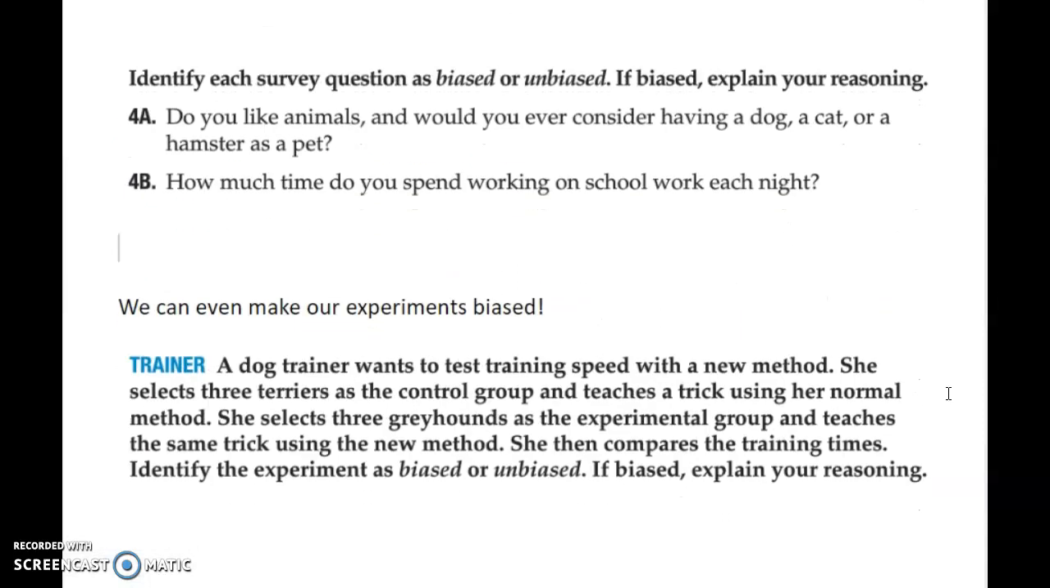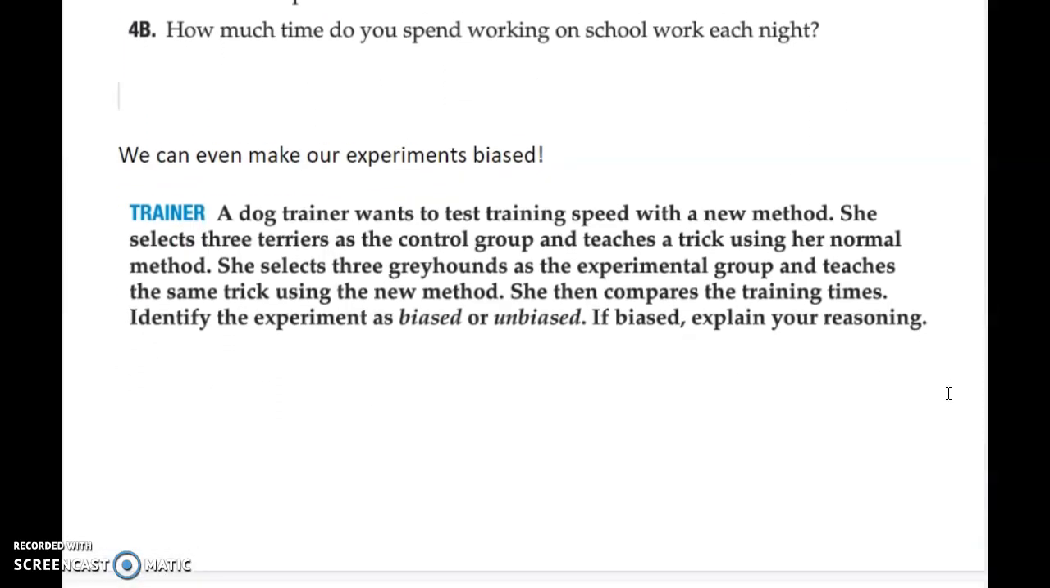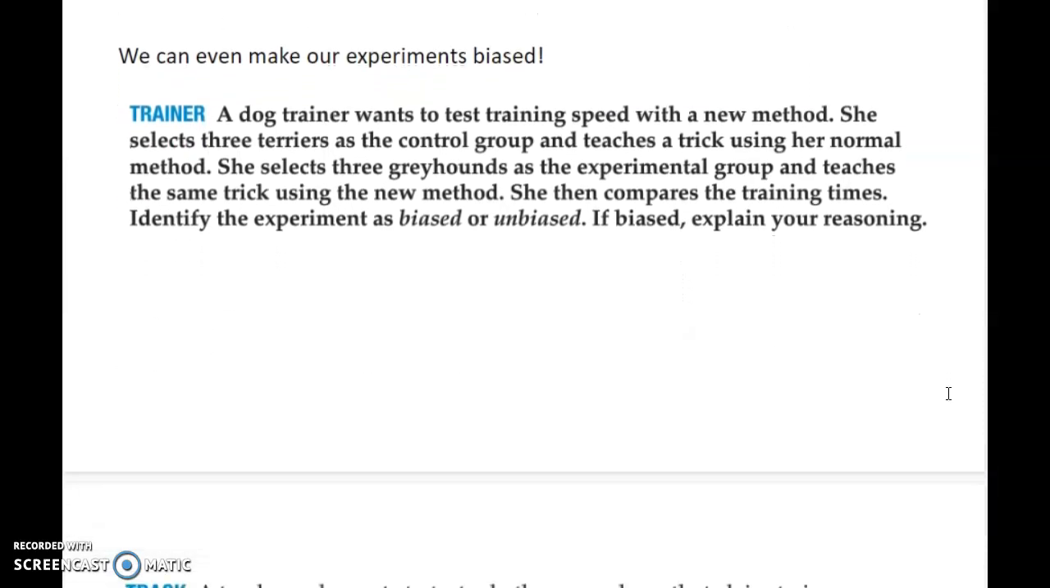Hey, even the way we set up our experiments can be biased. So, for example, we have a dog trainer who wants to test training speed with a new method. She selects 3 terriers as the control group and teaches a trick using her normal method. Then she selects 3 greyhounds as the experimental group and teaches the same trick using the new method. She then compares the training times. Identify if this is biased or unbiased. What do you guys think?